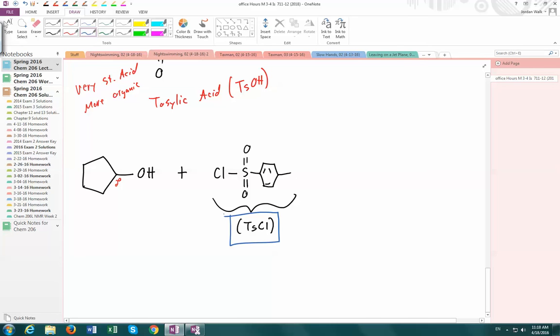What that is, is a way that we can more or less stick our tosyl group onto our alcohol. We also have to make sure that we use a nitrogen base. Something like triethylamine is perfectly fine for this. Again, you're not responsible for the mechanism, but I just want to give you a heads up of what's going on behind the scenes.